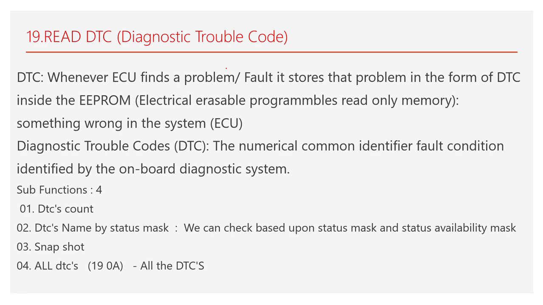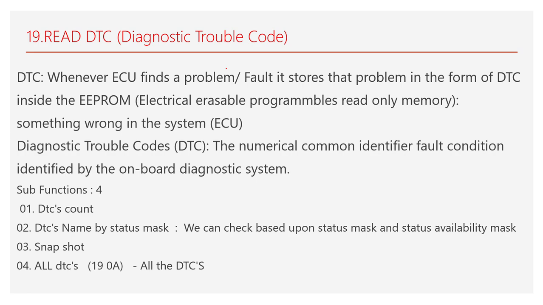How many bytes is a DTC? A DTC is 3 bytes. The first 2 bytes store the module or failure related fault we get, and the third byte is the fault type, such as short to ground, short to battery, open fault or missing message fault. It stores the status of that mask.